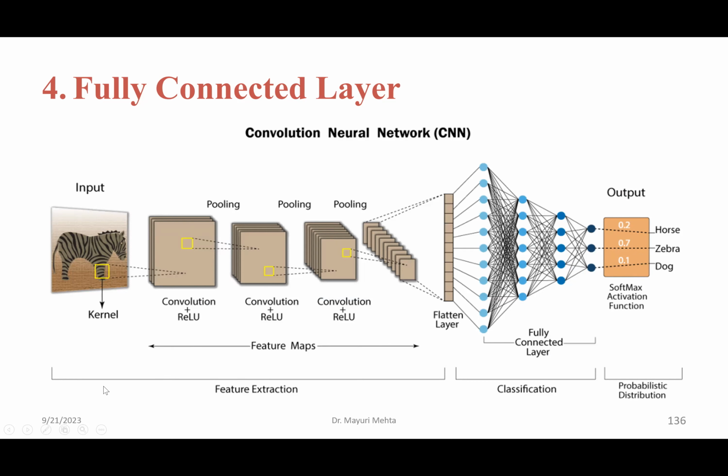This part of the convolutional neural network is responsible for feature extraction. After that, the fully connected layer is responsible for classification, and the softmax activation function is responsible for the probability distribution, so that we get the correct classification. This is how a convolutional neural network works. I hope this is clear. If you have any doubt till this point, we can discuss.